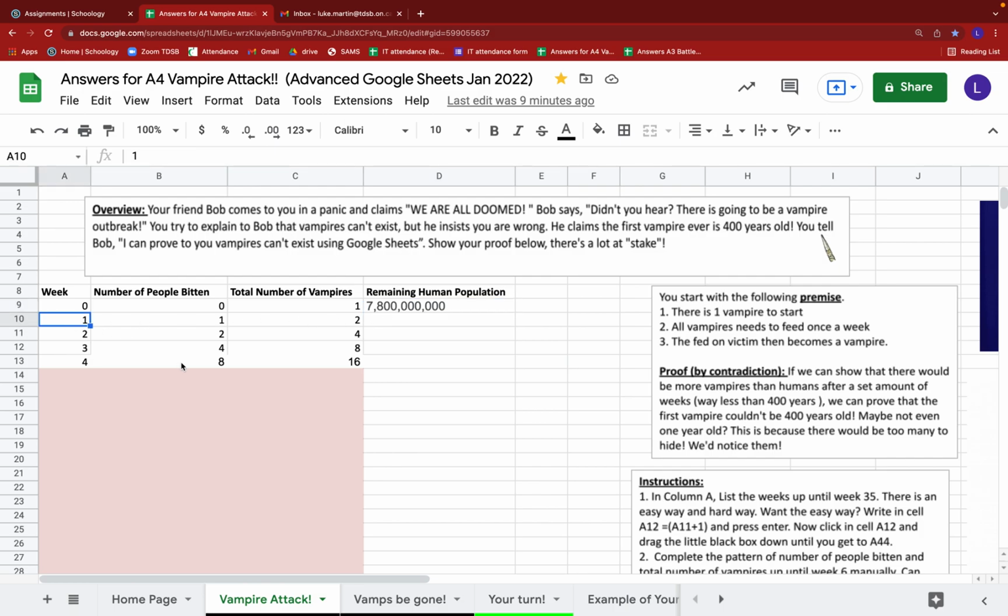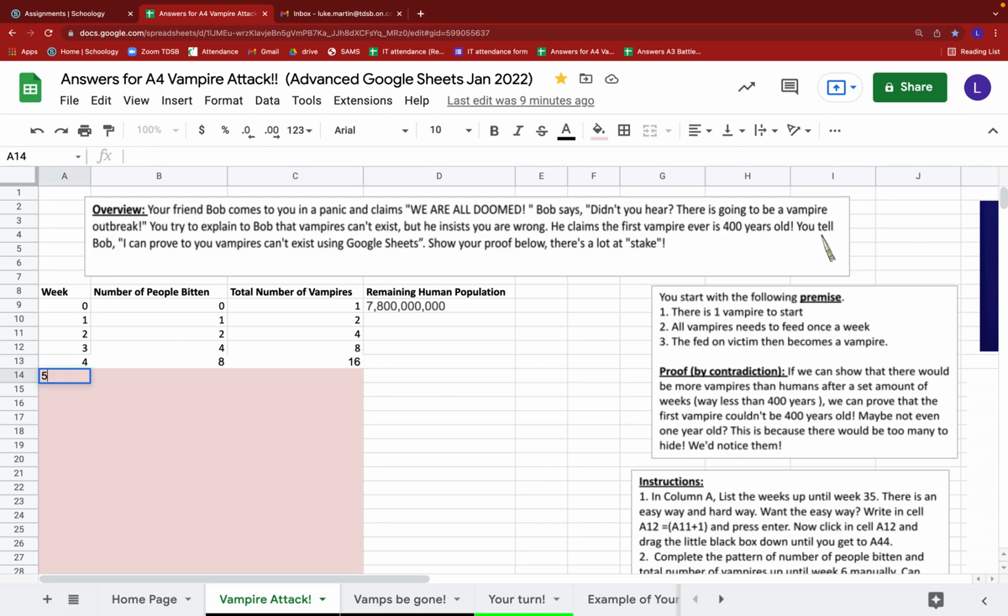In week 1, a week passes, the vampire gets hungry. That means they bite one person. Well, that one person becomes a vampire, so we have the one new vampire and the one old vampire, which makes 2 total vampires. In week 2, we now have 2 total vampires who are biting one person each, which equals 2. And the 2 new vampires and the 2 old ones make 4 total vampires. 4 bite 4, and now we have 8. 8 bite 8, and now we have 16. You can probably already see a pattern happening.